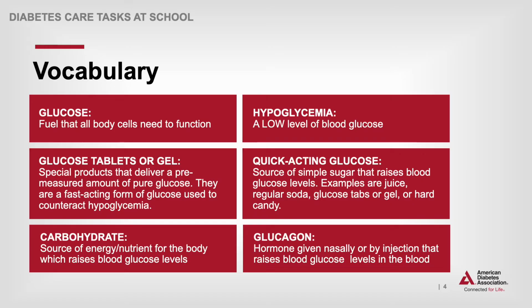Carbohydrate. Carbohydrates are one of the three main classes of foods and a source of energy for the body. Foods high in carbohydrates raise blood glucose levels. Glucagon. This is a hormone given nasally or by injection that raises the level of glucose in the blood.